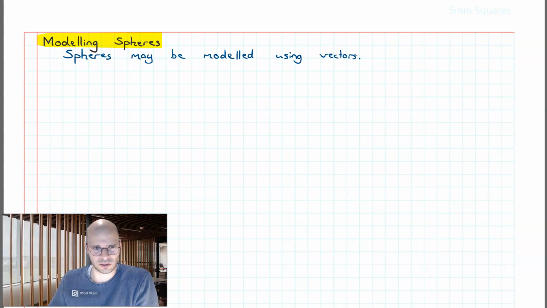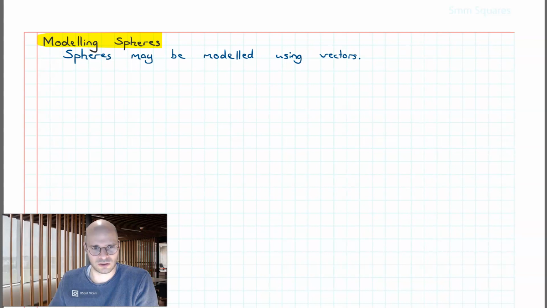Welcome to this video on the topic of vectors in 3D space. In this video, we're going to have a look at how we can model a sphere using vectors. The way in which we're going to do this is we're going to look at two forms in which we model a sphere, that being a vector equation and then secondly being the Cartesian equation.